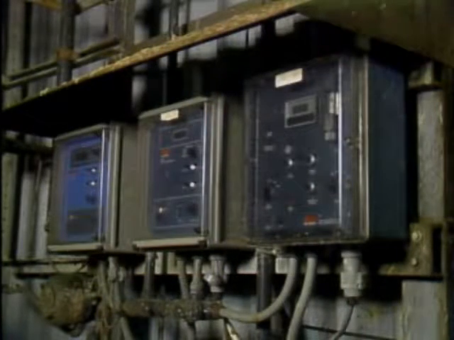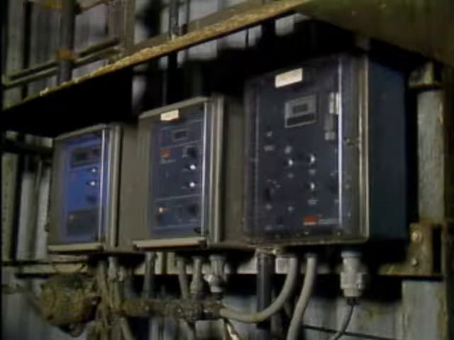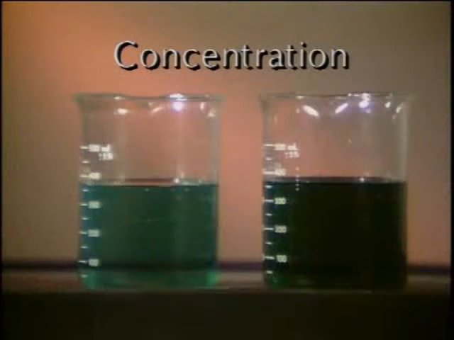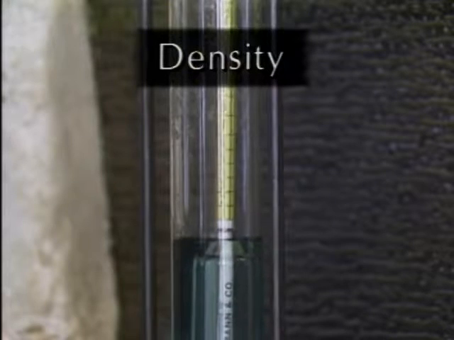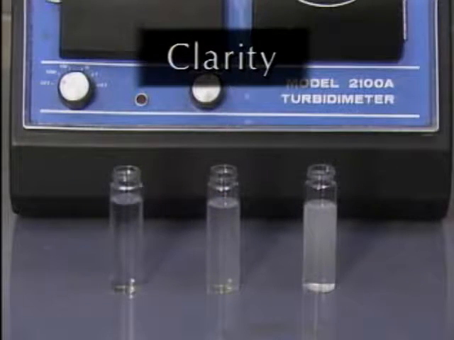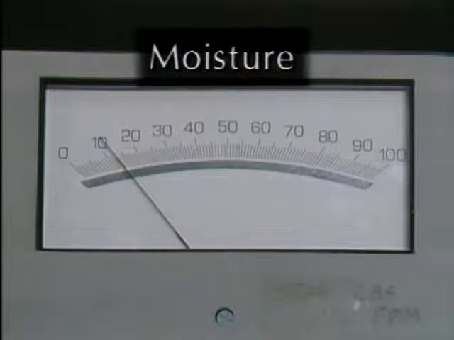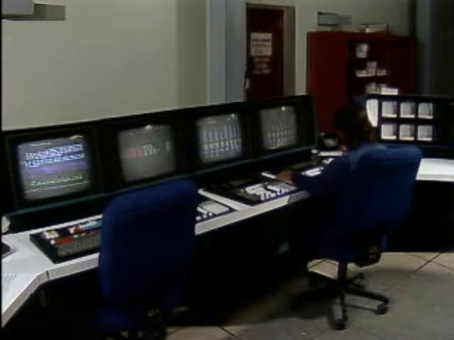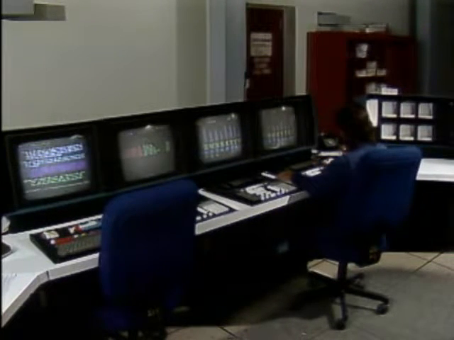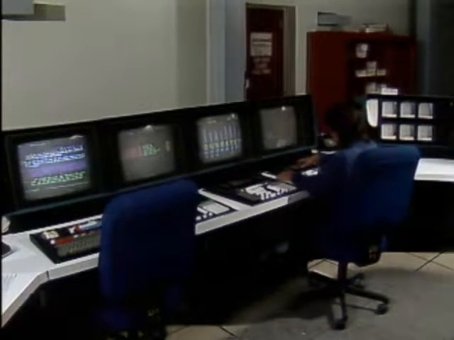Many analytical variables can be measured in industrial processes. Five of the more commonly measured ones are concentration, which is the amount of one material dissolved in another material in a solution; density, the weight per unit volume of a substance; clarity, the measure of how clear or transparent a substance is; humidity, the measure of how much water vapor there is in the air; and moisture, the measure of the amount of water in a solid material. By monitoring these and other analytical variables, operators are better equipped to control plant processes.